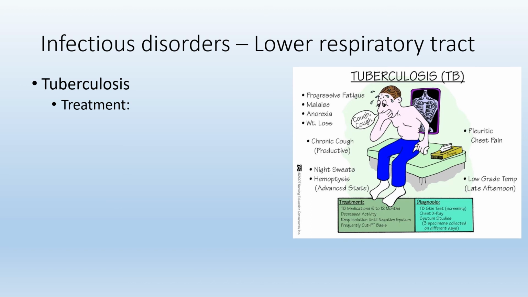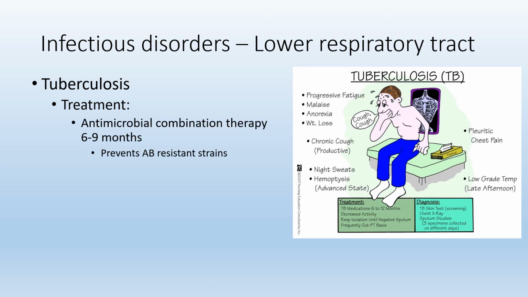How are we going to treat tuberculosis? We're going to give antimicrobial combination therapy, and so this accounts for antibiotic resistant strains of the tuberculosis bacteria, right? And so rather than just treating with one, we want to try to treat with multiple antibiotics, because antibiotic resistance among bacteria is such a prevalent problem in today's day and age.